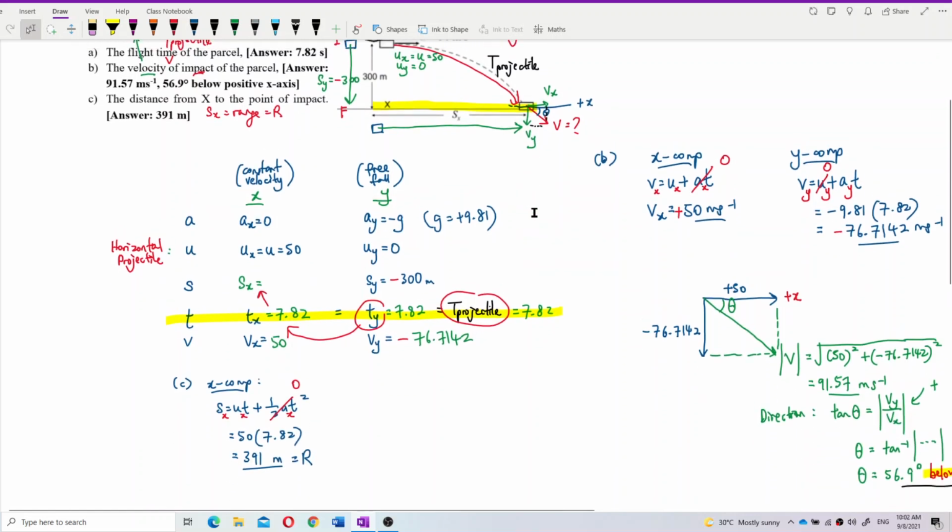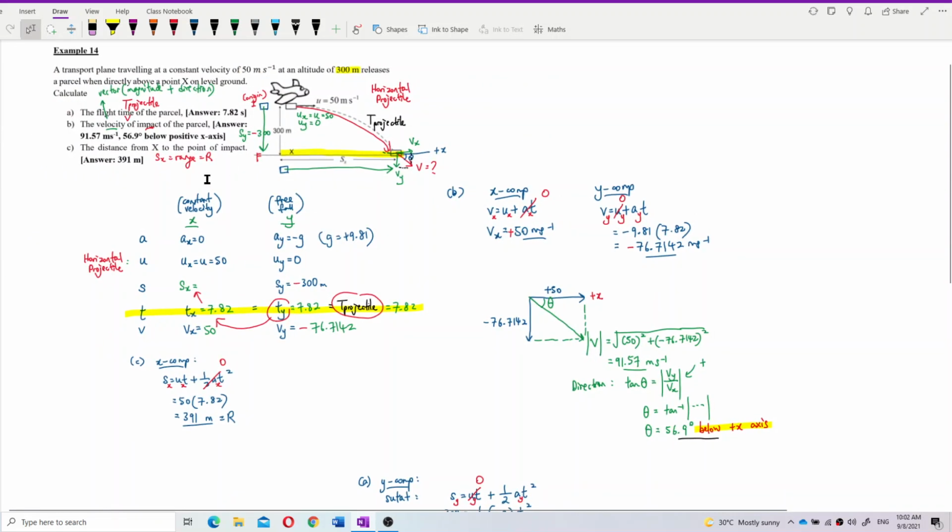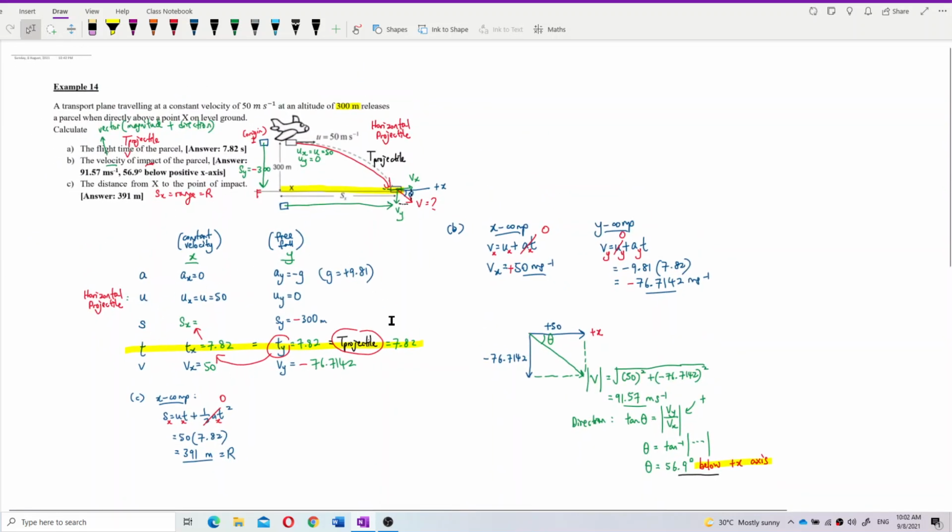Okay, so that's it for projectile motion questions. Always draw a table to gather all the information. Refer by using the time. Time x and time y, time of the projectile, all of them are equal.